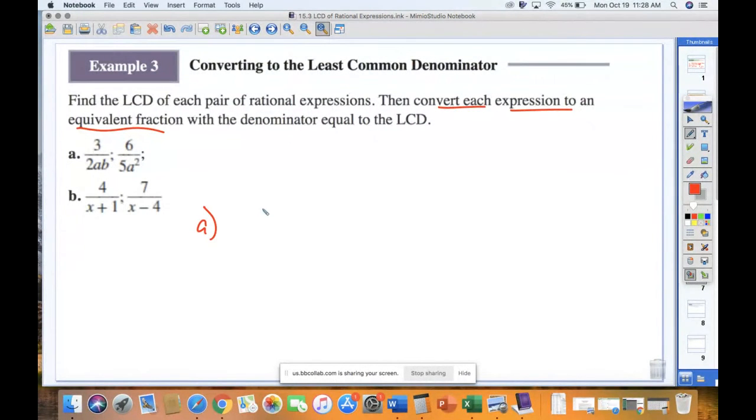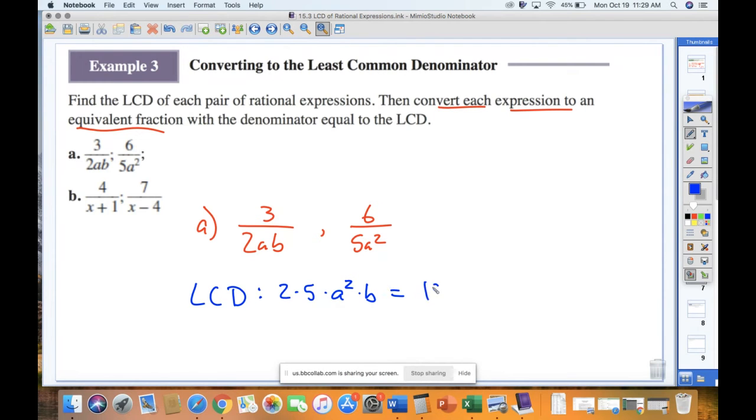So on A, write down 3 over 2AB and 6 over 5A squared. Our least common denominator through inspection is going to be 2 times 5, because 2 and 5 are both prime. So those are unique. 2 times 5 times A squared times B. Because A and B are unique, A is not unique, but A to the second is our biggest exponent. All right, so 2 times 5 times A squared B, 2 times 5 is 10. Our least common denominator is 10A squared B.